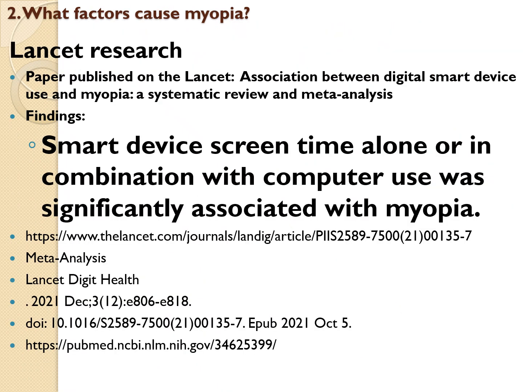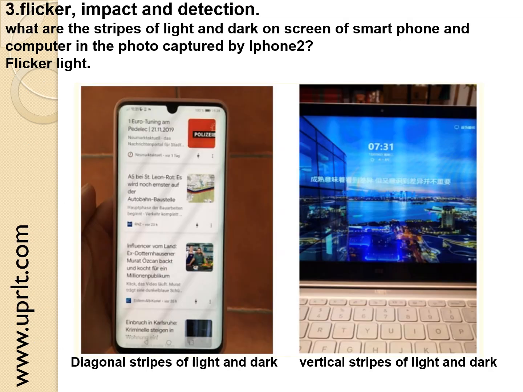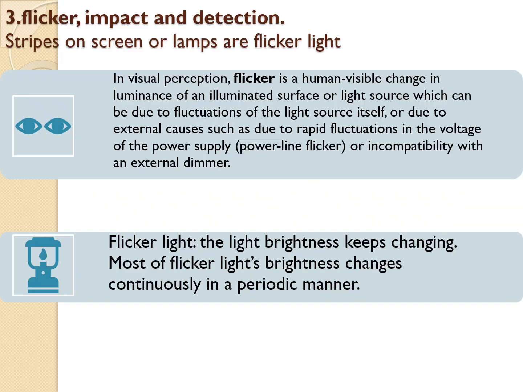What factors are causing the rapid increase of myopia? Based on the paper published in The Lancet, smart device screen time alone or in combination with computer use was significantly associated with myopia. What are the stripes of light and dark on the screen of smartphone and computer in the photo captured by iPhone 2? Flicker light. Stripes on screens or lamps are flicker light.